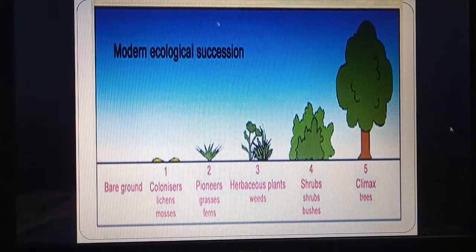Here we can see ecological succession. First there was bare ground, then colonizers, lichens and mosses come, then grasses and ferns, then some herbaceous plants and weeds occur, then shrubs and bushes are formed, and finally climax trees are formed or a forest is formed. So we saw here that lichens and mosses are the first to come there.